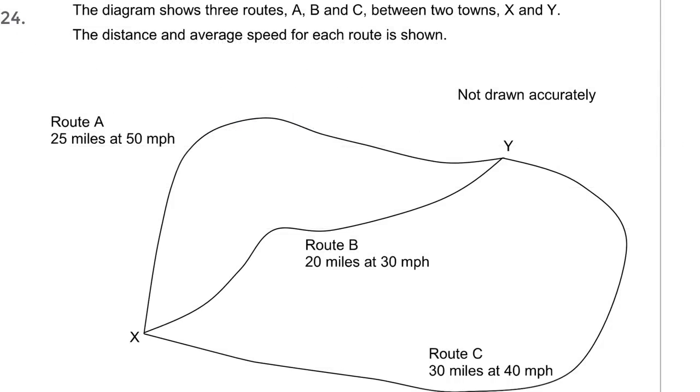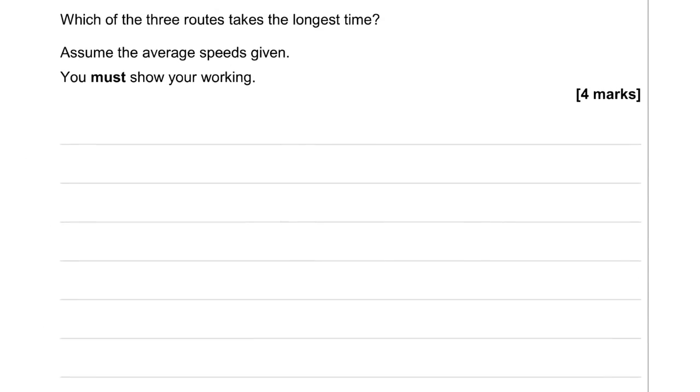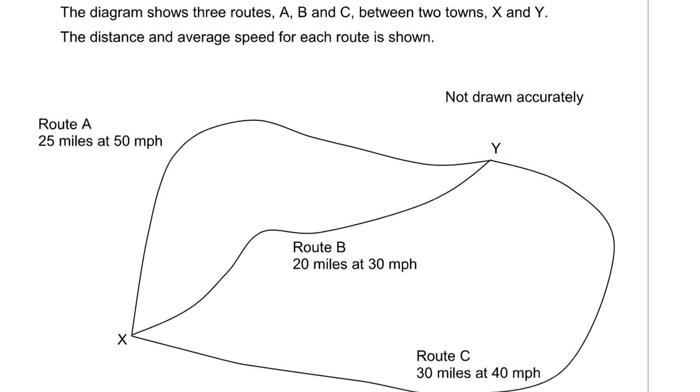The diagram shows 3 routes, A, B, and C, between 2 towns, X and Y. The distance and average speed for each route is shown. So we've got three different routes from X to Y. All have got different distances and different speeds. So which of the three routes takes the longest amount of time? Assume average speed given. You must show your method.